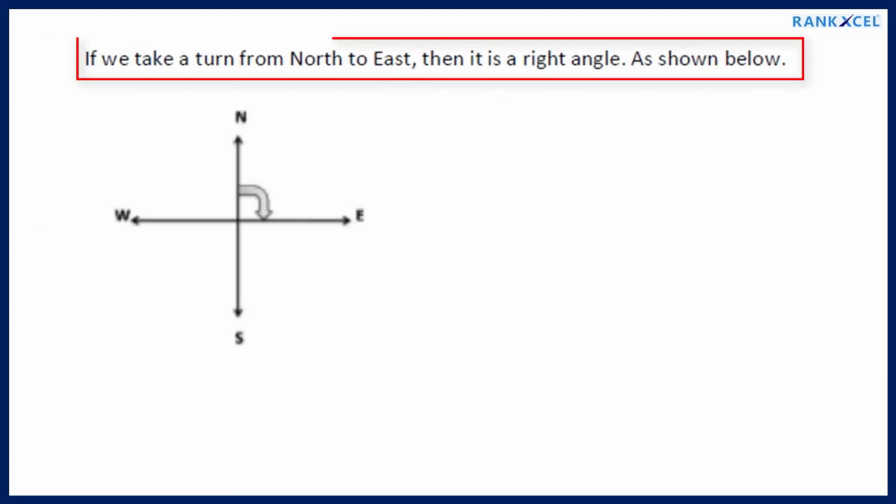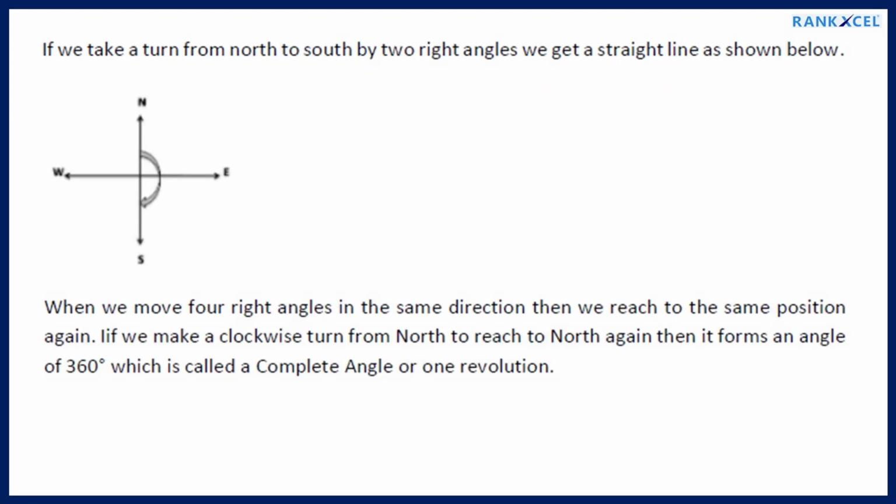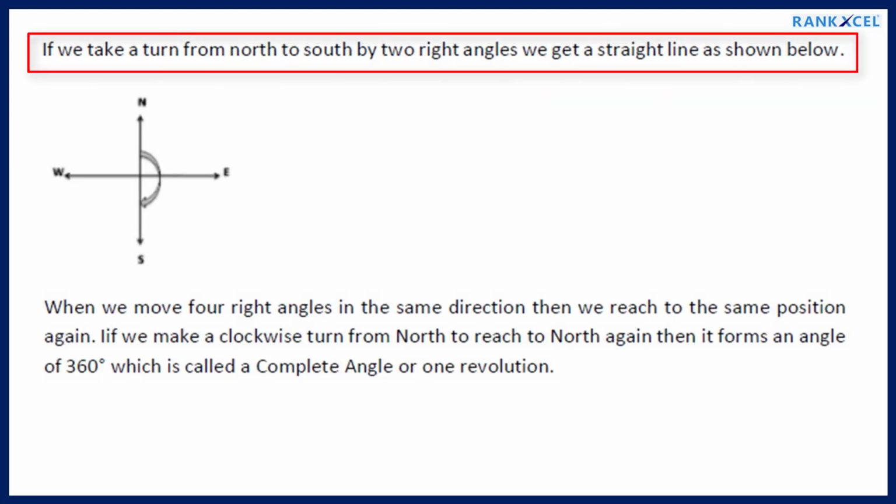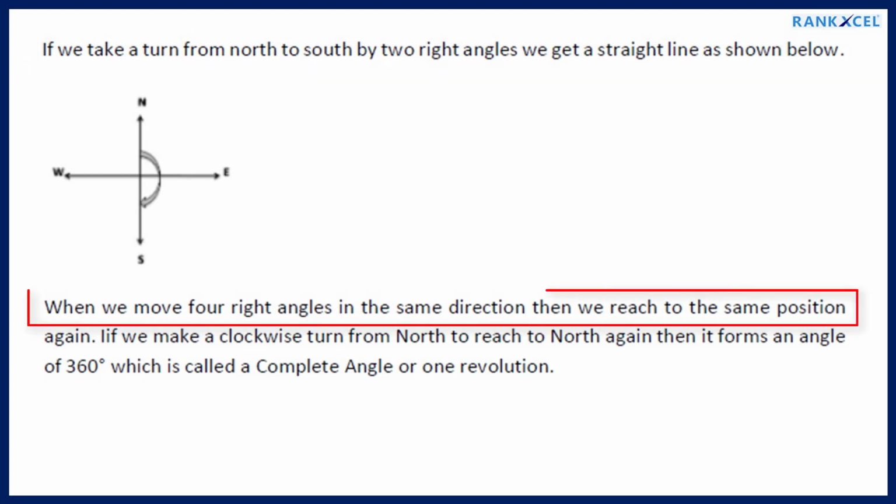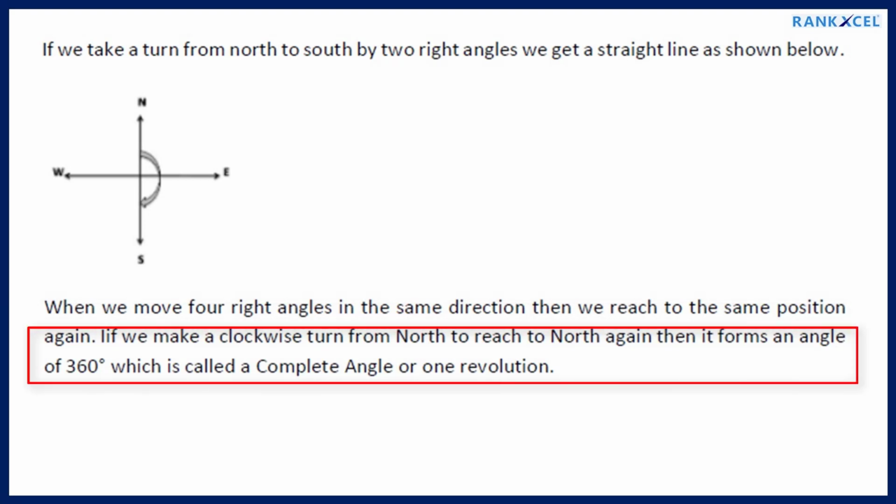If we take a turn from north to east, then it is a right angle, as shown below. If we take a turn from north to south by 2 right angles, we get a straight line as shown below. When we move 4 right angles in the same direction, then we reach the same position again. If we make a clockwise turn from north to reach north again, then it forms an angle of 360 degrees, which is called a complete angle or 1 revolution.